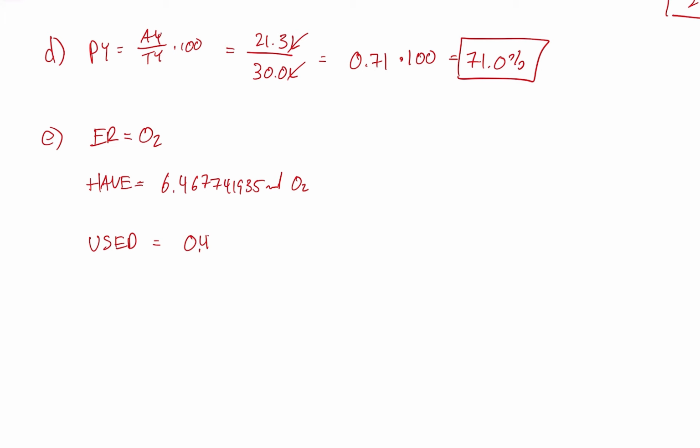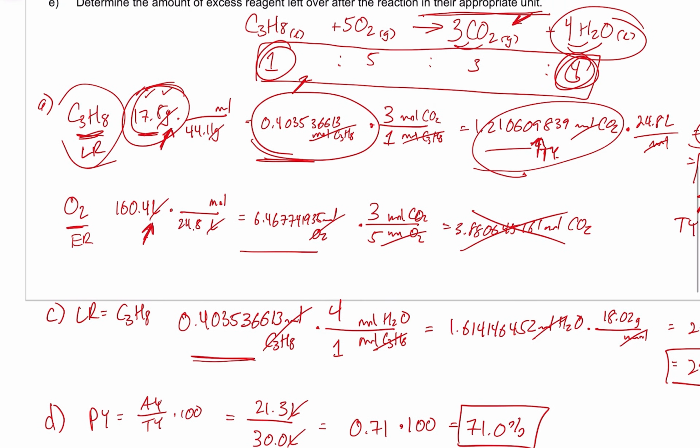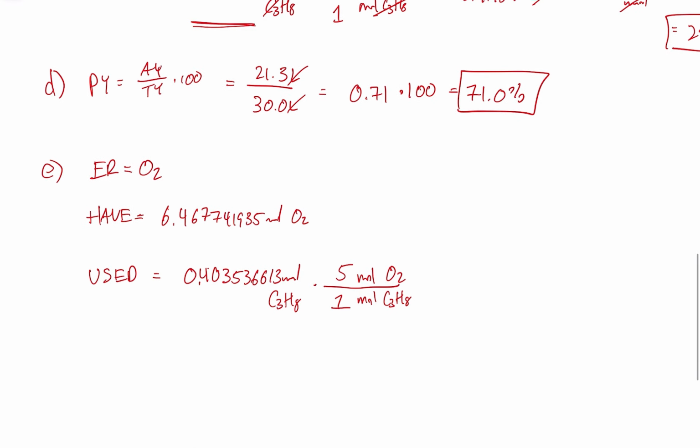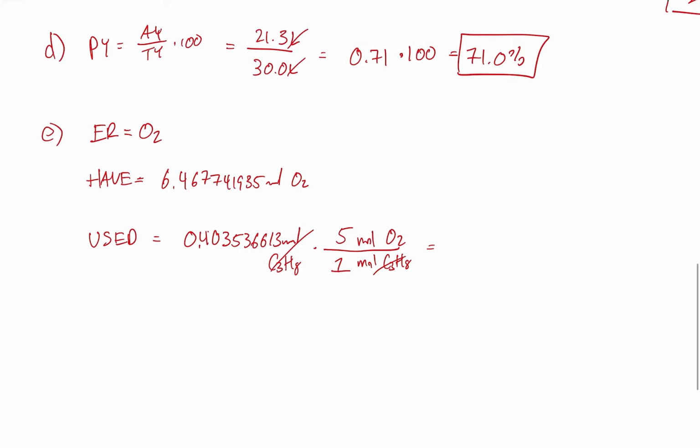So we have 0.403536613 mole of C3H8, and we want to look at the relationship between the limiting reagent, C3H8, and the excess reagent. And again, we get this from our balanced equation. So there's 5 oxygens for every 1 propane. Our propanes will cancel out, and we will get 2.017683065 mole of O2 that is actually used up. Okay, so this is how much we are going to use of oxygen in the reaction.